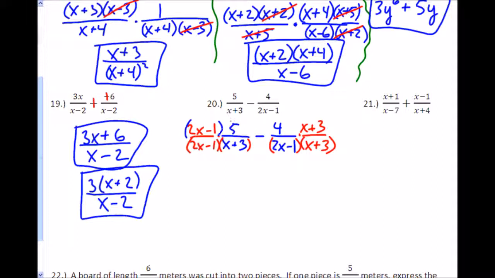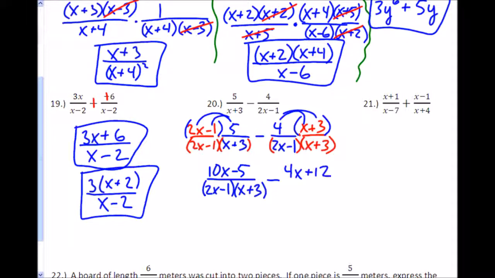I'm going to multiply these, which means I'm distributing the 5. I'm going to multiply these, which means I'm distributing the 4. So that gives me a 10x minus 5 over the 2x minus 1, x plus 3. And notice I leave the denominator factored. It makes the most sense to do that, to leave it that way for now.